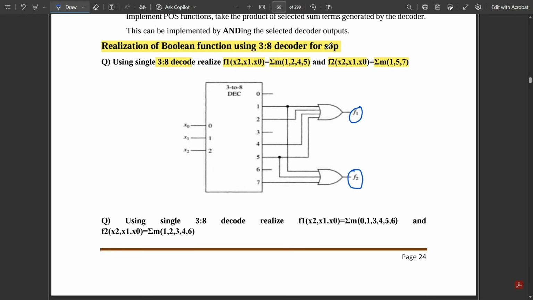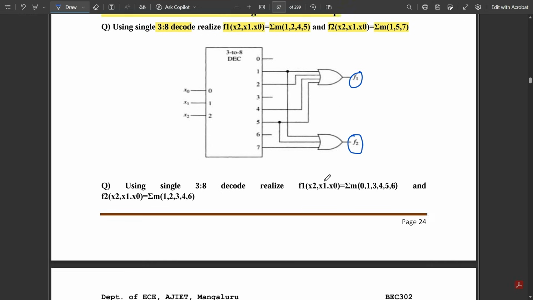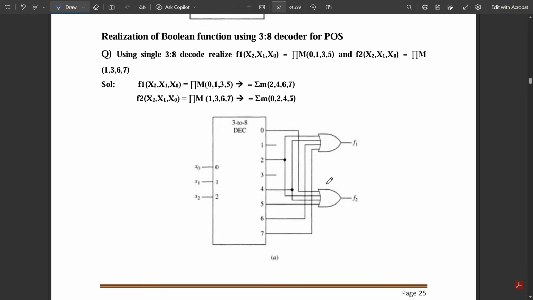Now this is for sum of products. Now you can do the same thing for POS, that is product of sums. How that is represented, you see here, very easy. You should remember one thing: in the 3 to 8 decoder block, only OR gates are used. We are not using AND gates. You might think, since there is a product of max terms, you could directly use AND gates. But no, it supports only OR gates. For that, you need to convert the product of max terms into sum of min terms. I'll tell you how to do it.